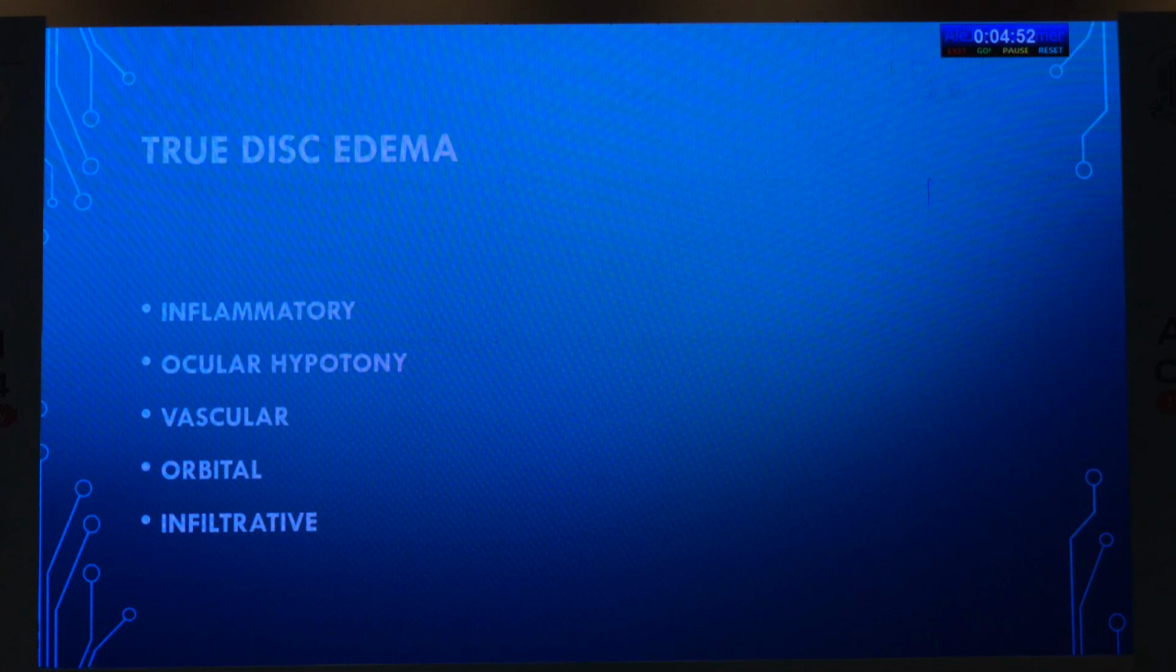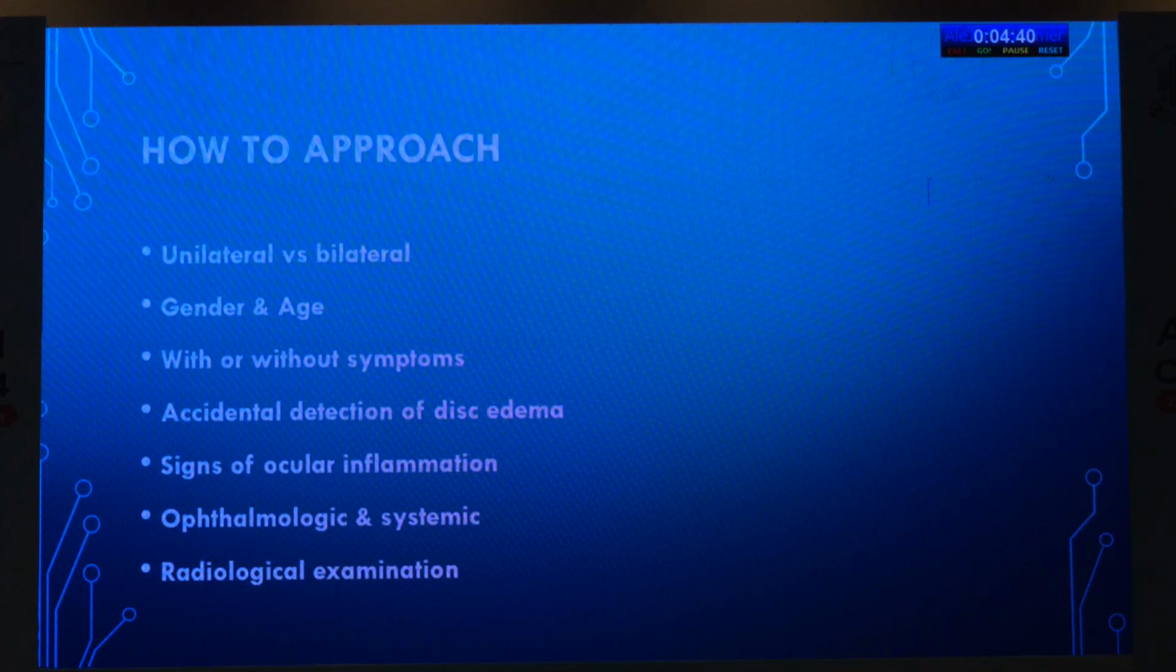True disc edema causes are mostly inflammatory, ocular hypotony for any reason, maybe trauma, rupture or post-surgery, vascular causes, and orbital and infiltrative causes. So how do we approach a disc edema? The patient has come to us with symptoms like headache, vomiting or visual disturbances, or we are accidentally diagnosing disc edema on our routine clinical examination.